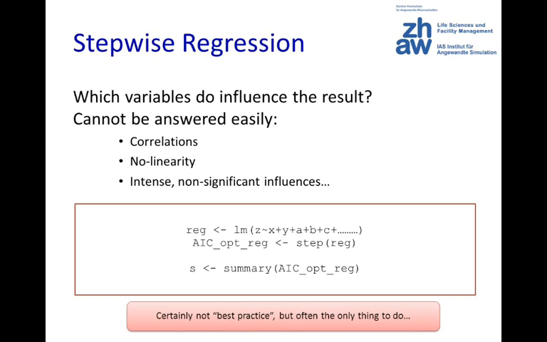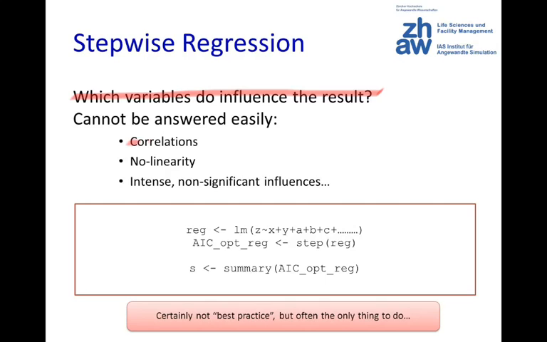Now what you can do is some kind of stepwise regression. You say, well, those variables that are correlated, we will take them out. In order to spare us the redundancy of very correlated variables, we just take the correlated ones away and hope that this already helps. Usually the question which variables really influence the result cannot be answered so easily.